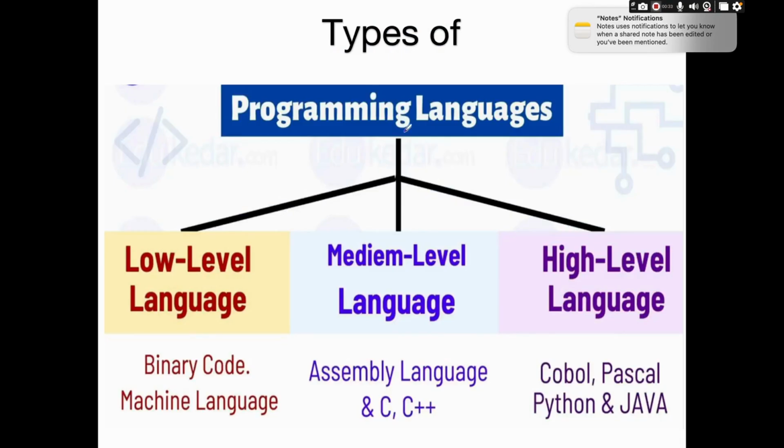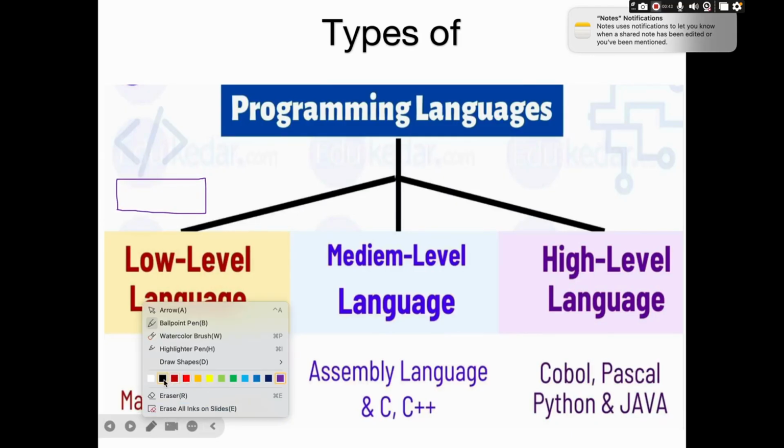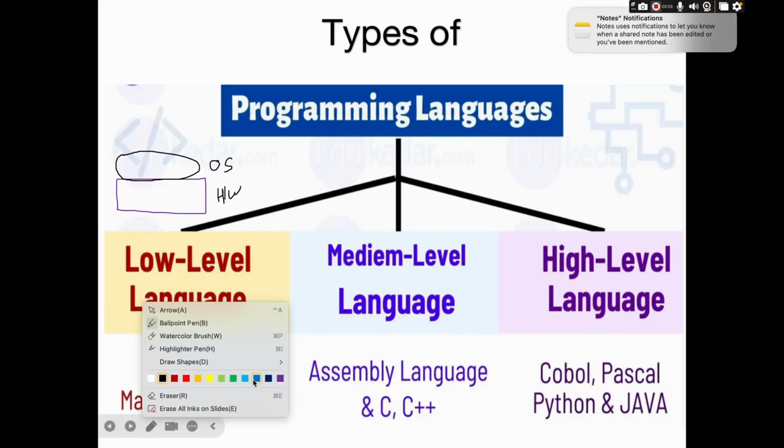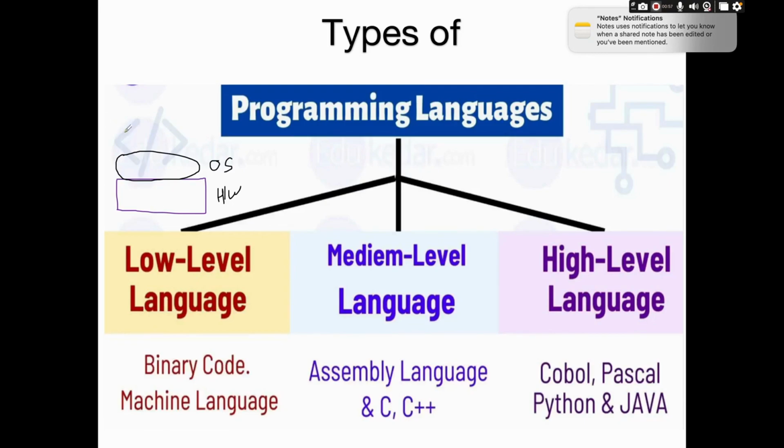Then next is types of programming languages. As we know, we have particular hardware. On top of the hardware we have something called the operating system. This is your operating system, and this is your hardware. On top of the operating system we have something called applications. These are your applications running.